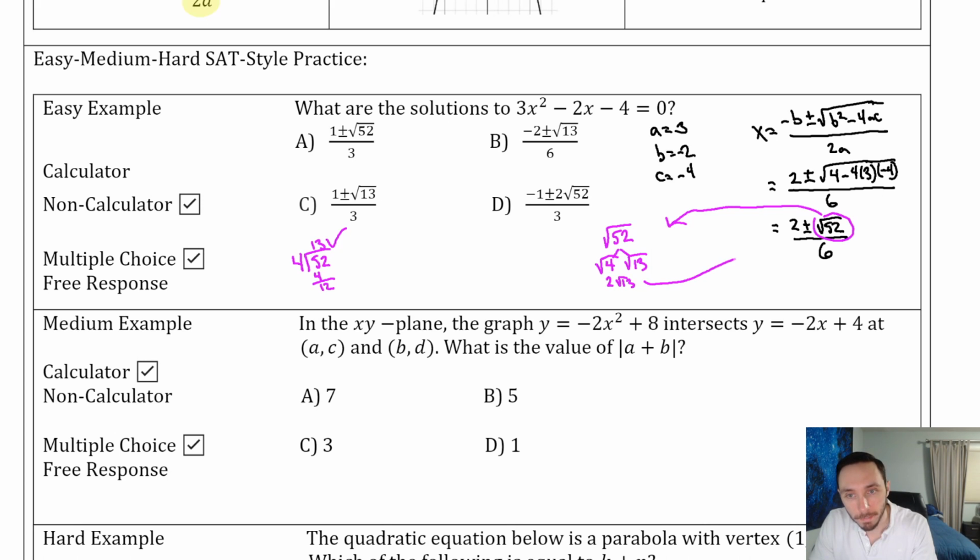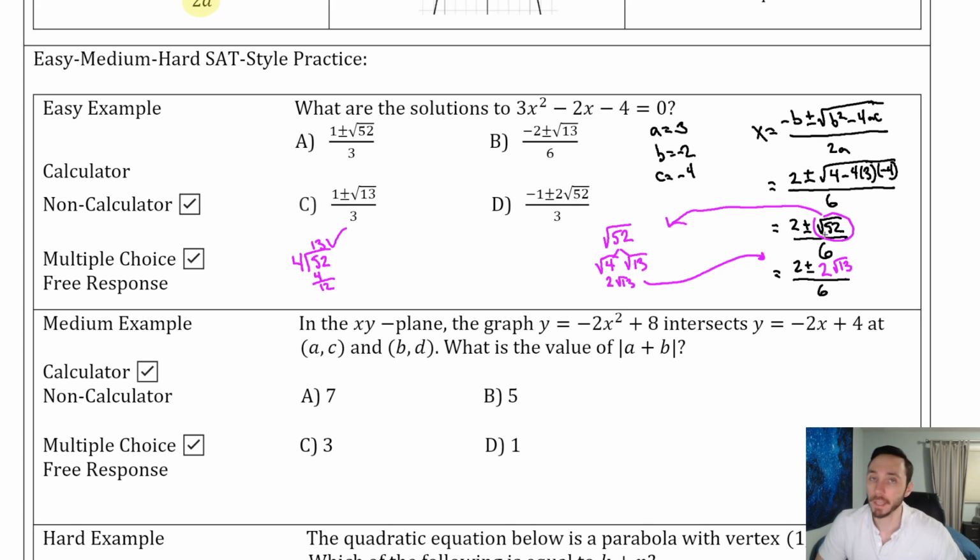So I'm going to plug this back in, and I'm almost done. I'm like one step away. I'm going to get 2 plus or minus, and I'm going to go back to pink here, 2 root 13. So I just simply rewrote that root 52. And this is going to be all over 6.